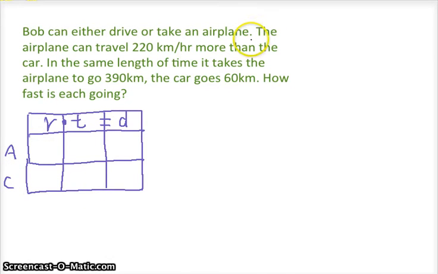Okay, so it says the airplane can travel 220 kilometers per hour more than the car. So if the rate of the car is x, then the rate of the airplane is x plus 220. Then looking at the other information in the question, it says in the same length of time it takes the airplane to go 390 kilometers, the car goes 60 kilometers. So the airplane went 390 kilometers, and the car goes 60 kilometers, in the same amount of time. So the time is the same in both cases.